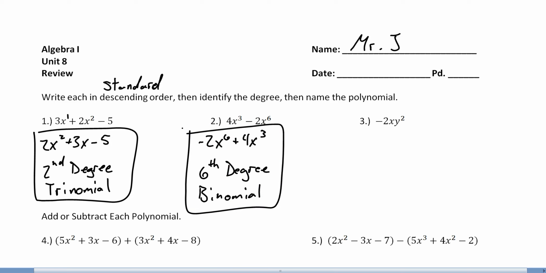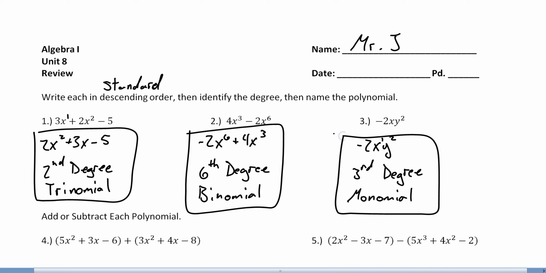The last one, there's only 1 term, so relisting it in a different order isn't really possible. But when I have a monomial with more than 1 variable, I have to add up the exponents, so there's an exponent of 1 here. So this actually has a 3rd degree. Always be aware of that when you're looking at monomials. That's a 3rd degree, and a monomial because it's 1 term. Okay, that's it.